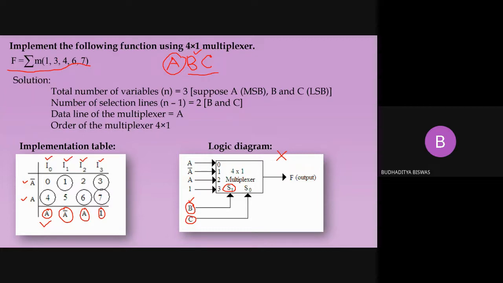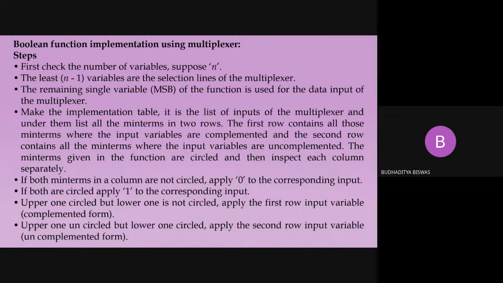Okay, now you can check and understand every line written here. Many theories are written here, but you can understand everything. First, check the number of variables, suppose n. In this example, the number of variables is equal to 3. Except the MSB, the least n-1 variables are the selection lines of the multiplexer. That means in the example B and C are our selection lines.